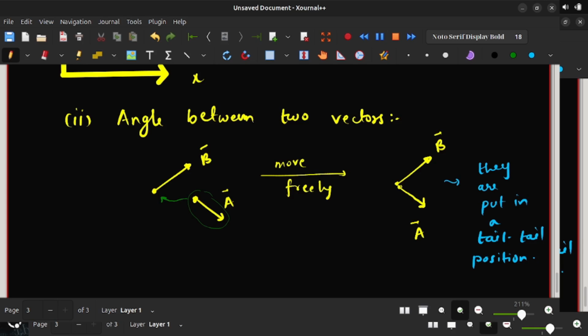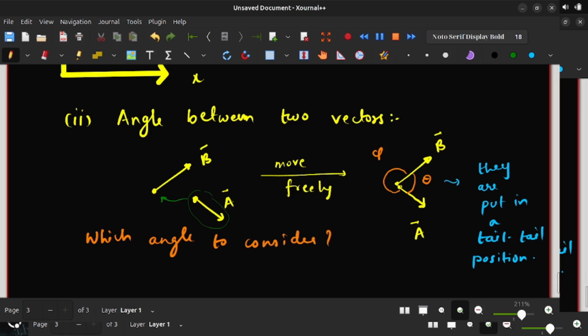Do not put the tail on the head of a vector B. Do not put the tail of B on the head of A. Put the tail of A on the head of B. Then there are two angles that you can consider here. There's an angle here like this, this is called phi, and let's say this angle theta. Then which angle should we consider?